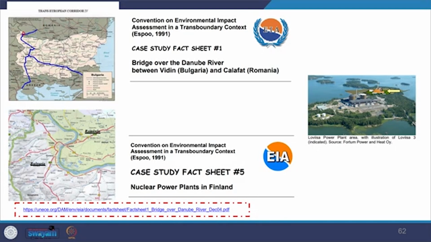So I have given you links to the case studies and videos, and you can look at them. So there are cases of a nuclear power plant, and access is given to you, so you can see how EIA takes place at the transboundary level.